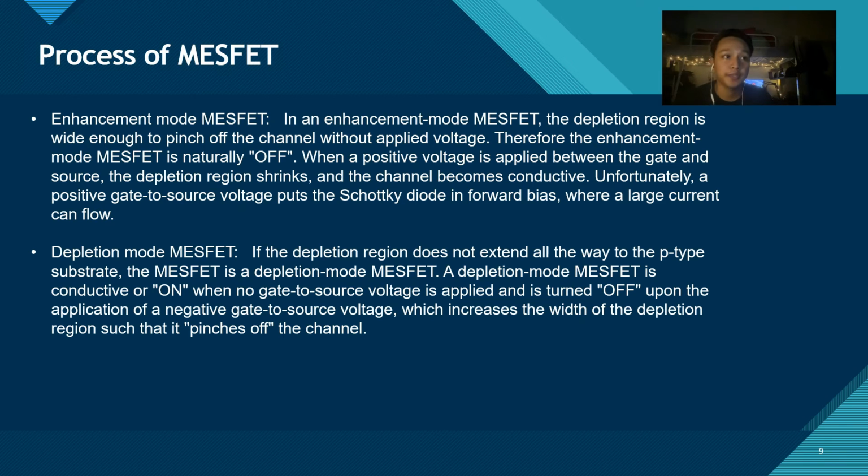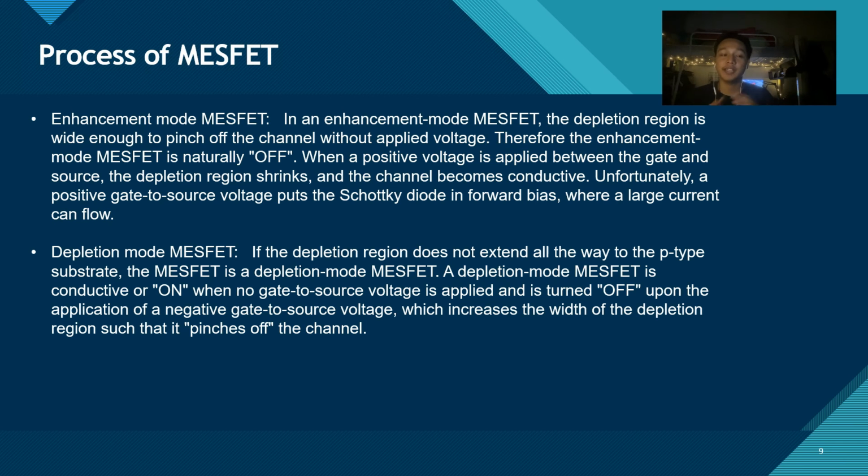These are the types of MESFET. One is enhancement mode MESFET. In an enhancement mode MESFET, the depletion region is wide enough to pinch off the channel without applied voltage. Therefore, the enhancement mode MESFET is naturally off. When a positive voltage is applied between the gate and source, the depletion region shrinks and the channel becomes conductive. Unfortunately, a positive gate to source voltage puts the Schottky diode in forward bias, where a large current can flow.